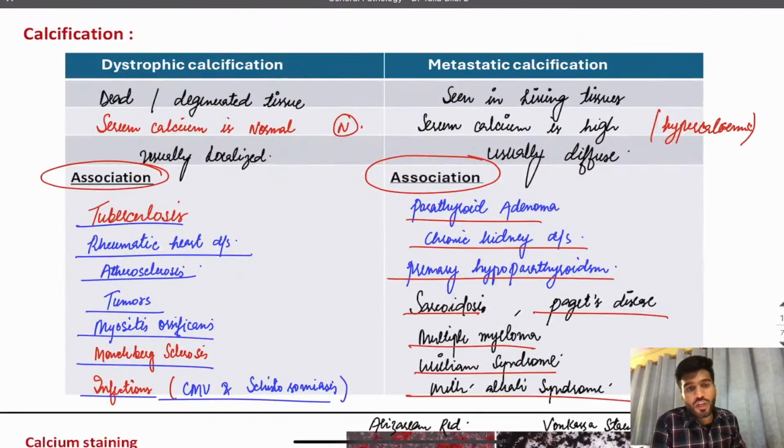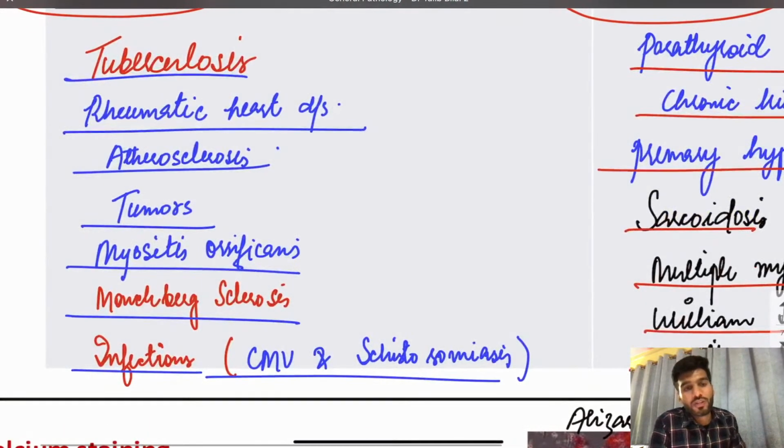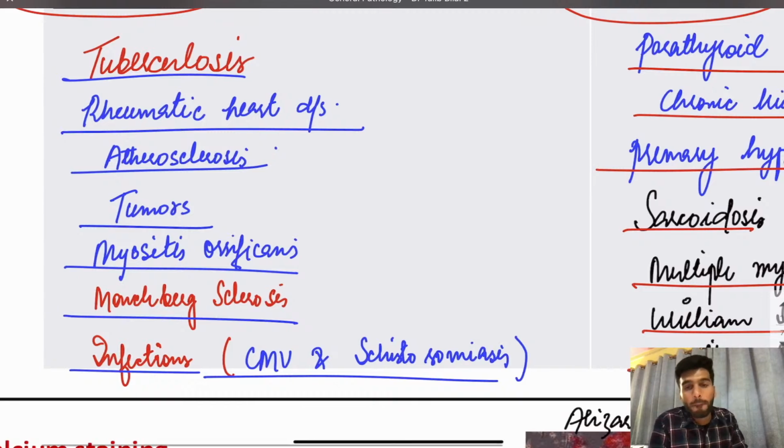Then the types of calcification, guys: we have dystrophic and metastatic calcification. Dystrophic is in dead or degenerated tissue. Remember the serum calcium levels are normal. The associated conditions you can remember as TRAT M: tuberculosis, rheumatic heart disease, atherosclerosis, tumors, myositis ossificans, and Monckeberg sclerosis and infections, where myositis ossificans is a classical example of connective tissue metaplasia.